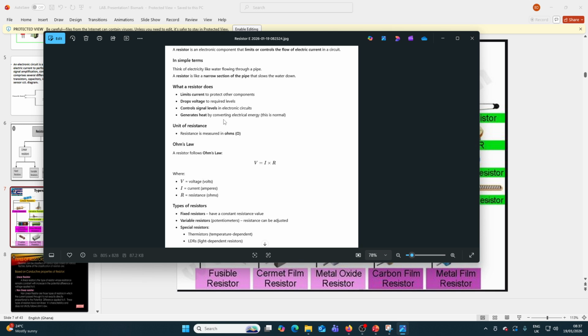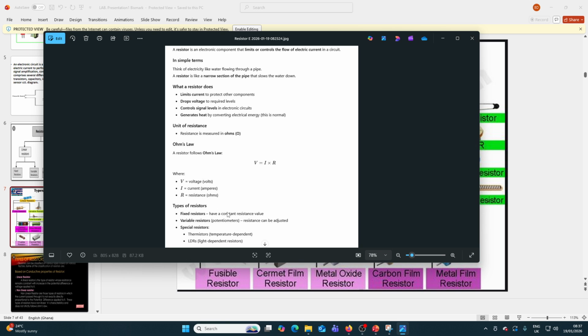Now the unit of a resistor is ohms, and a resistor also follows Ohm's law. So if you have voltage equal to I times R, to find the resistance is just a matter of changing the subject. Here V is your voltage, I is your current, and R is your resistance.